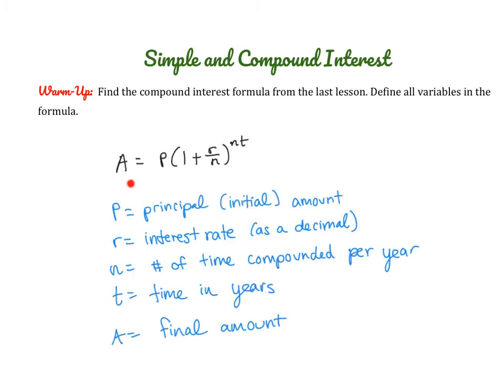Alright, so this is the compound interest formula that we learned in the last lesson. A equals P times (1 plus R over N) to the NT. Here's what all of the different variables represent. So we will be reviewing this again in this lesson, as well as learning the simple interest formula.